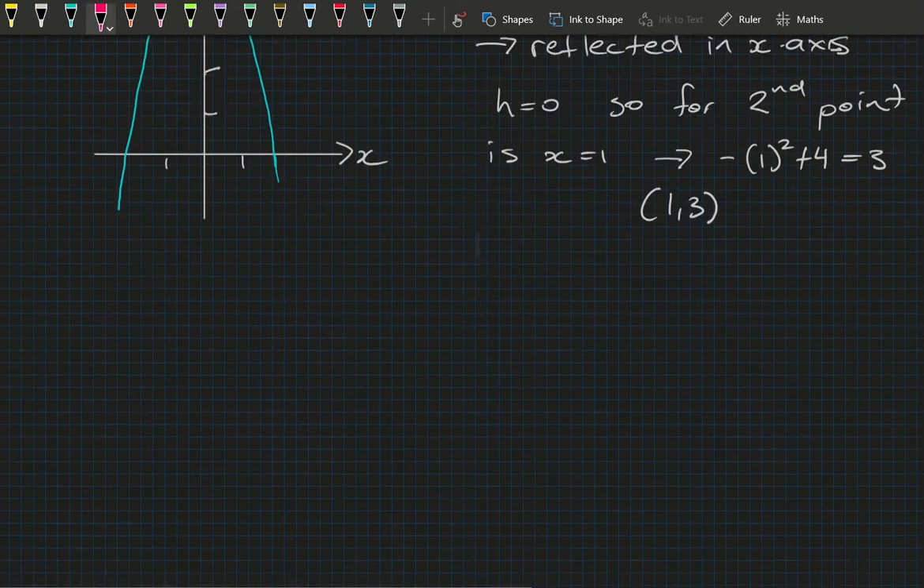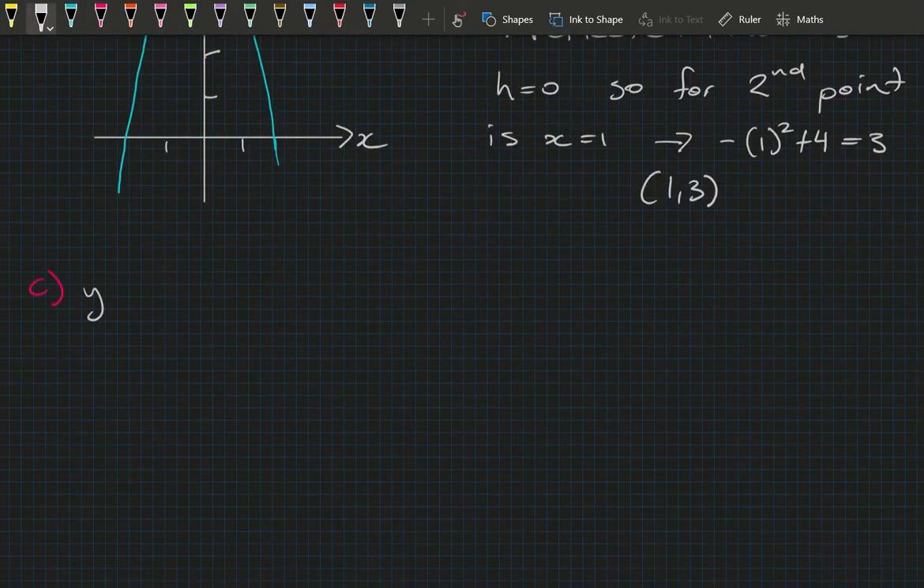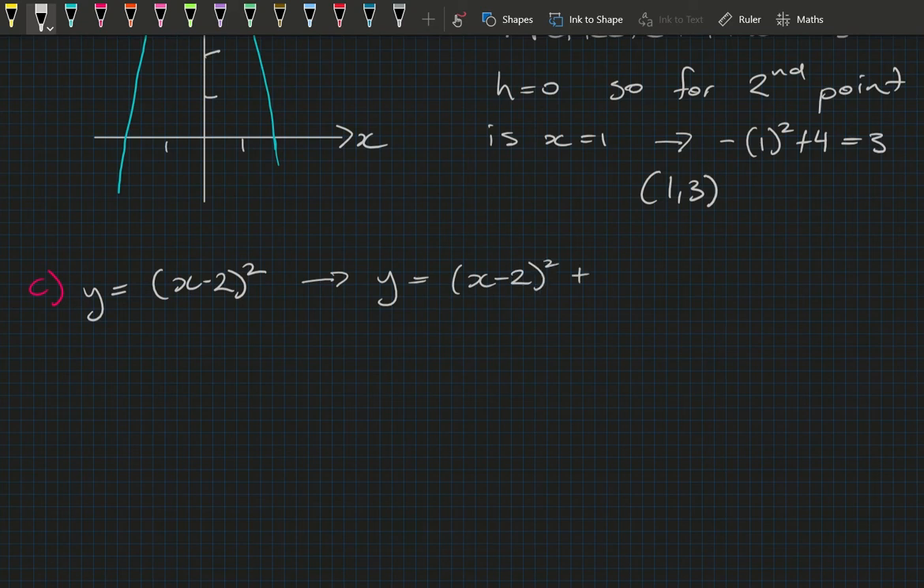All right, let's move on to part C, where we've got y is equal to (x minus 2) squared. So continuing on with this expanding idea, that means y is equal to (x minus 2) squared plus 0. And therefore we've got a turning point of (2, 0). All right, those 2 points make it clear.